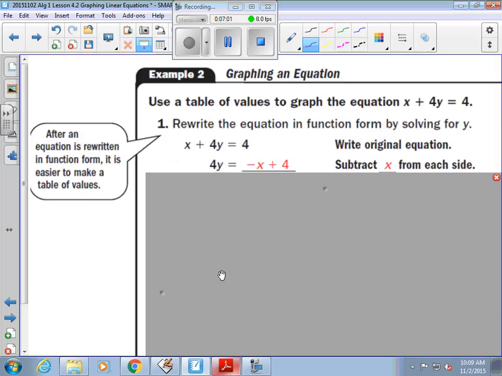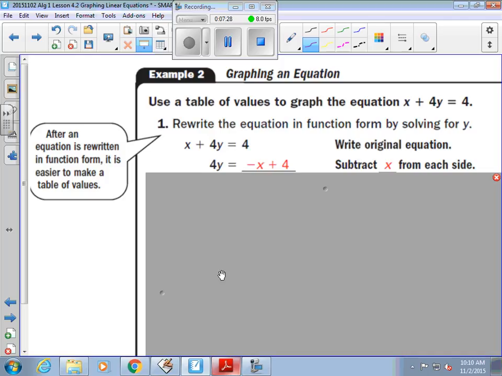Example number 1. Let's use a table of values to graph the equation. The first thing we want to do is write it in function form. Notice off to the left it says after an equation is rewritten in function form, it is easier to make a table of values. You could do it without rewriting it, but it is much easier if you isolate y all by itself.